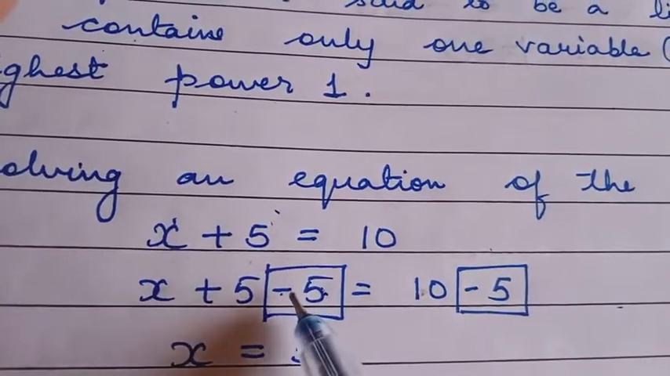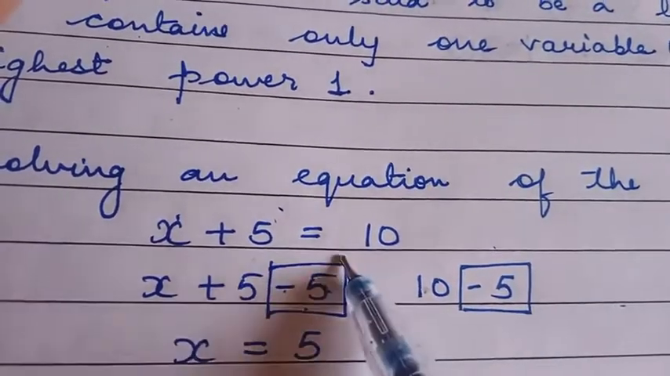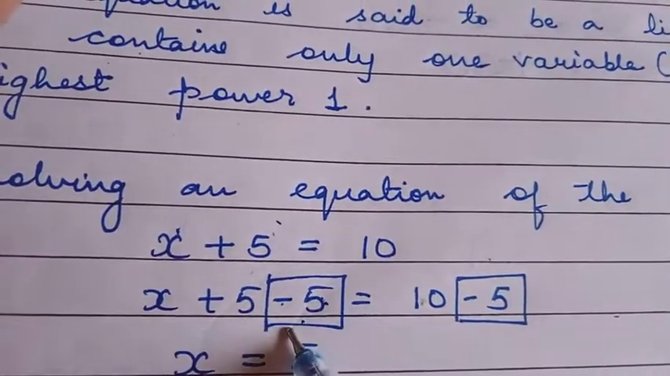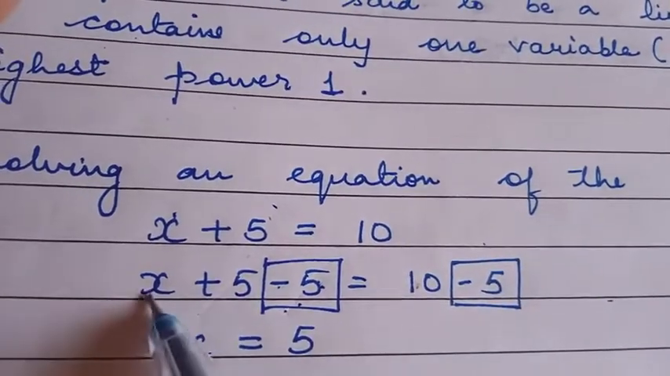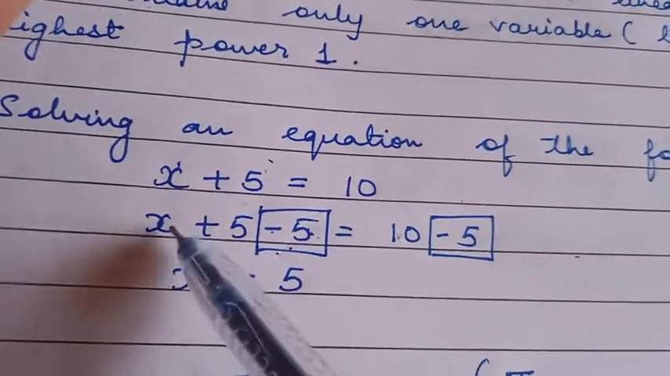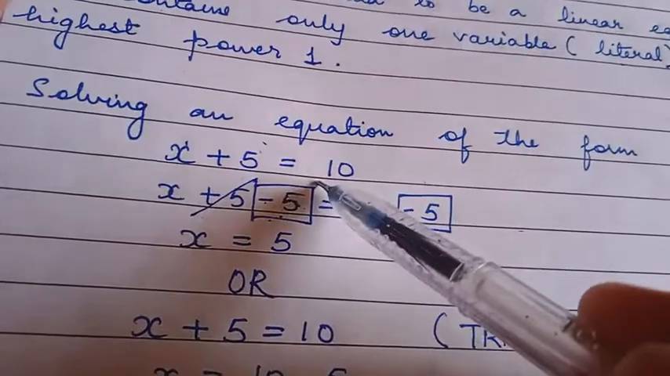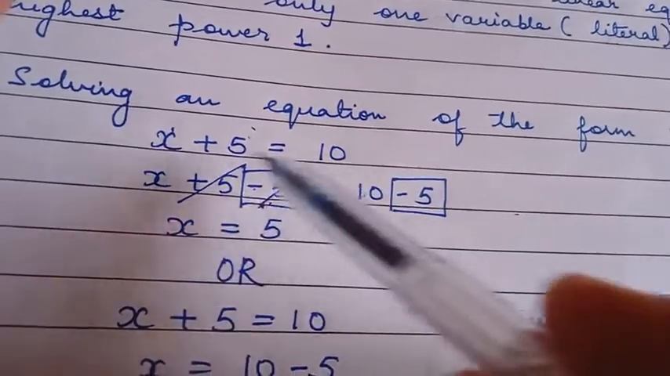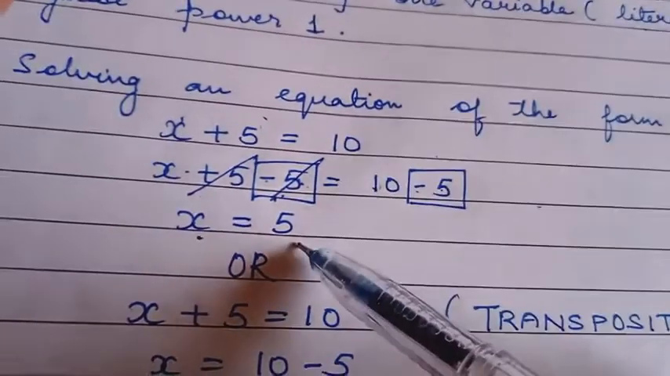So what I have done is I have written minus 5 here and minus 5 here. So plus 5 minus 5 gets cancelled. And here, 10 minus 5. See, x plus 5 minus 5. So plus 5 minus 5 got cancelled. So x remains as it is, I'll cancel here so that there is no confusion. So x as it is equals 10 minus 5, 5.